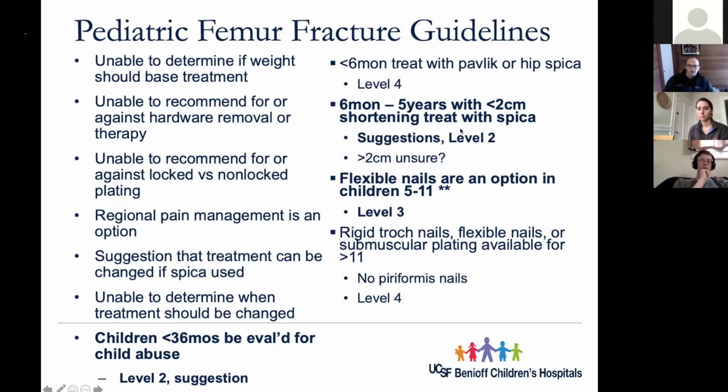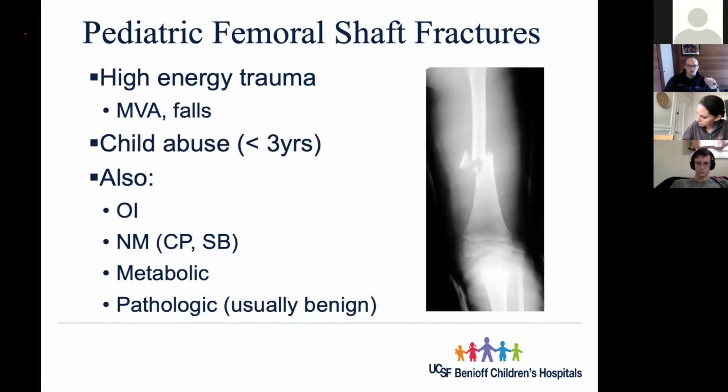The other level 2 is 6 months to 5 years with less than 2 centimeters of shortening. The treatment is spica cast. Greater than 2 centimeters, it becomes a little bit of a difficult thing to assess. That's where there was some immediate or temporary traction and then spica casting. So there are some approaches to address greater than 2 centimeters, but we don't have great evidence to say exactly what to do with those. Flexible nails are an option for children 5 to 11 years old. That is the only other level 3 or higher evidence from those guidelines. So not a great level of evidence, but they're just saying it's an option in that age range.